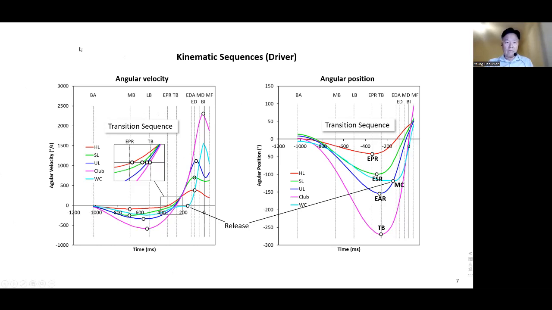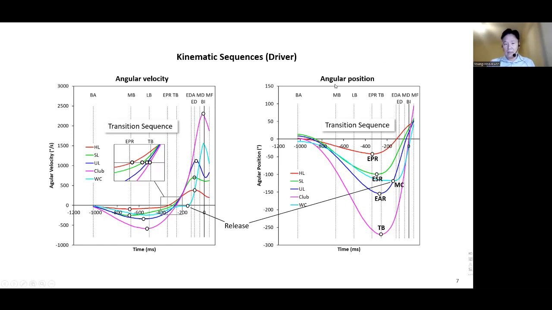But here we have the angular velocity patterns of all the body parts. The red line is the hip line or the pelvis. And then the green is the shoulder line. And the blue is the upper lever. Basically, this shows the motion of the arms, roughly. And then the pink line is the club. And then this sky blue line is the wrist angular velocity. So it shows the wrist motion.